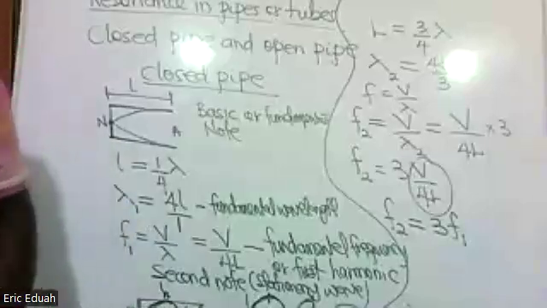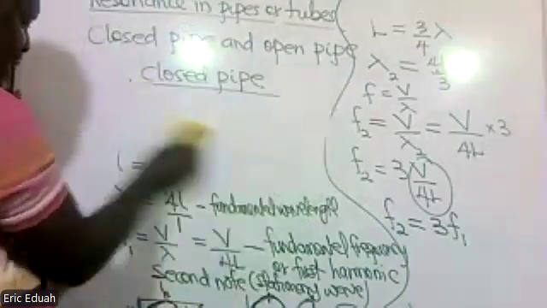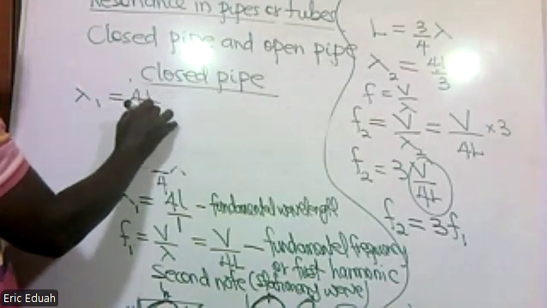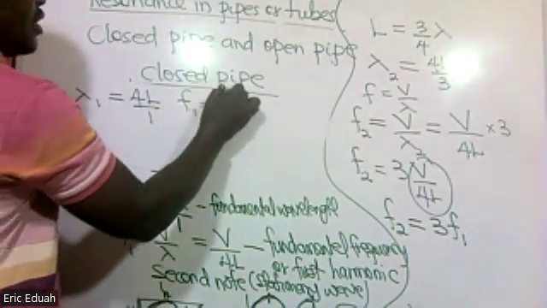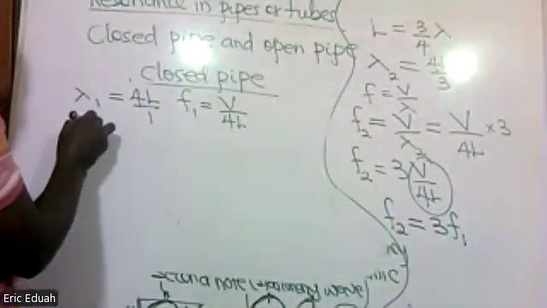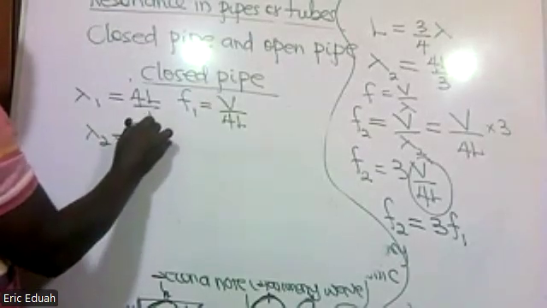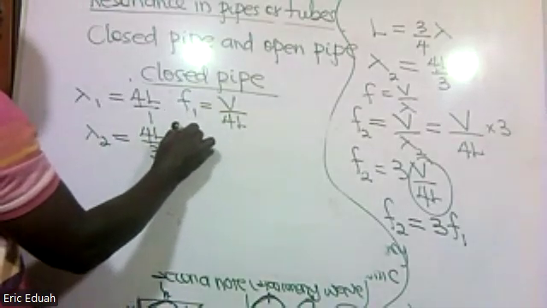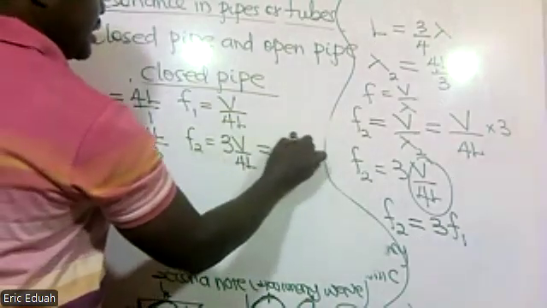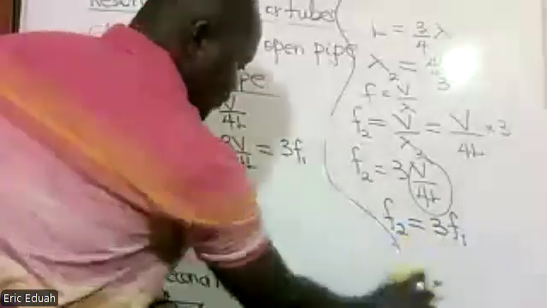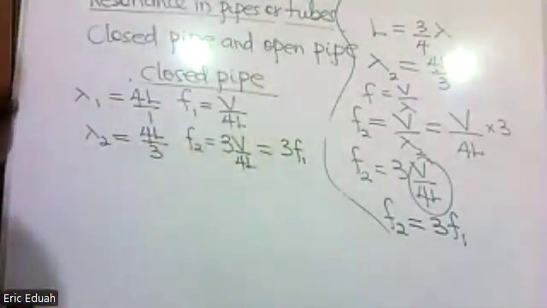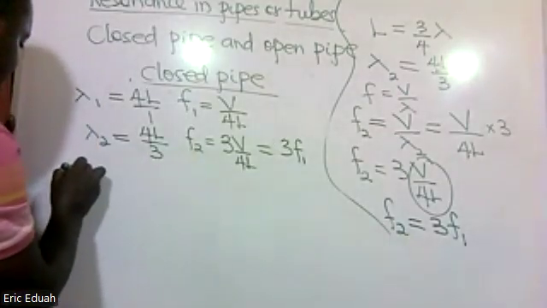So take note of the harmonics and then the wavelength. The basic wavelength we had, lambda 1, is equal to 4L on 1. Then f1 is also v on 4L. Then the second node, we had lambda 2 giving us 4L on 3, and f2 giving us 3v on 4L, which is the same as 3 times f1. Let's do it for the third node and then make that generalization for n stationary waves. So how do we generate the third node?